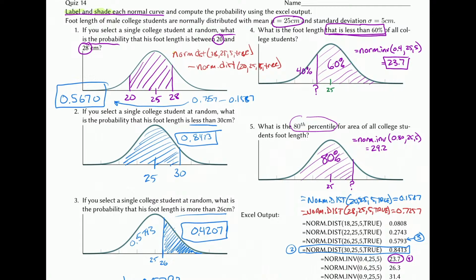You say, okay, Excel is leftist. This will be stuff to the left. Here I'm looking for stuff to the right, so I do 1 minus the stuff to the left, and that sort of thing. Okay, so let's go on to the binomial stuff.